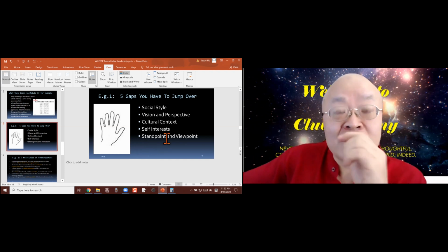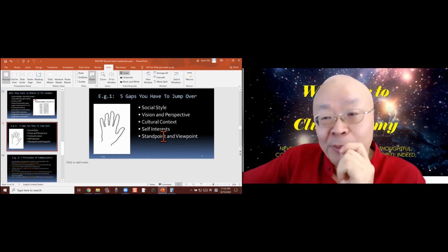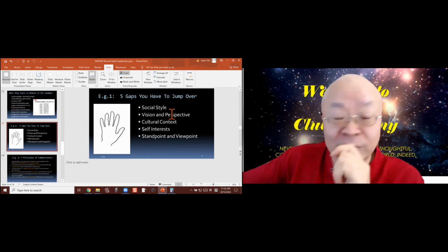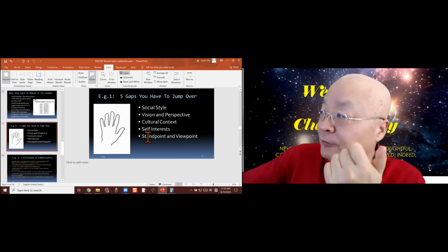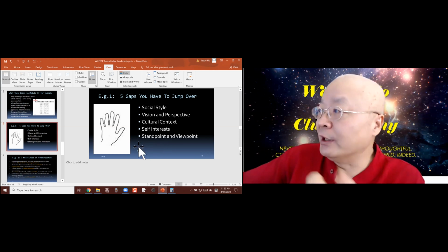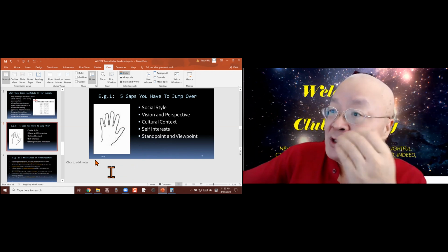So you have at least 3 ways to output your information when you are aware of the differences. The second gap is that people have different vision and perspective. You have to respect that. The third gap is the cultural context, which is a larger, more subtle and richer influence. And also you have self-interests, of course, and you have a different standpoint and viewpoint. So this is the so-called 5 gaps.